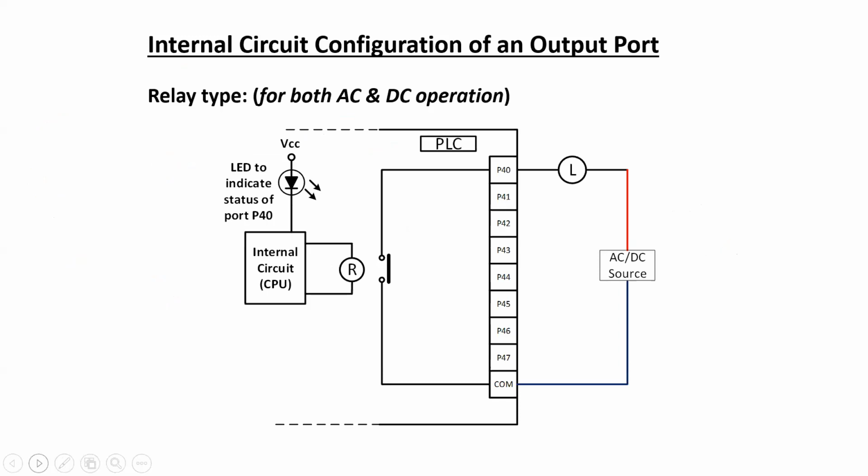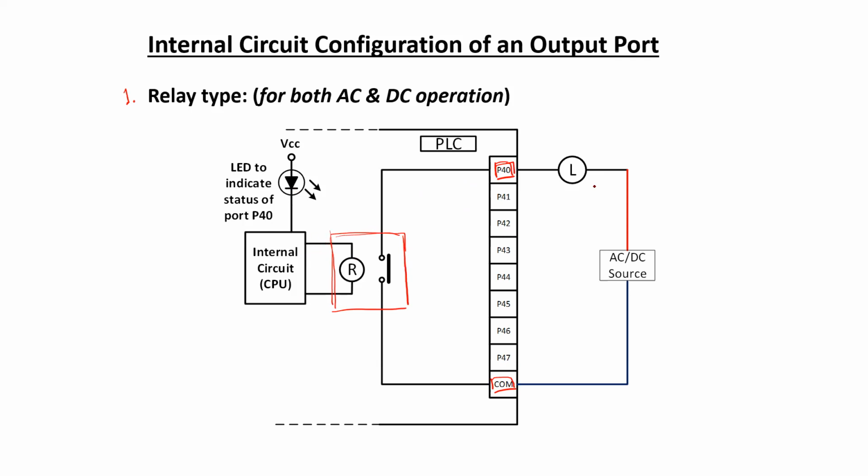Now, if we consider the internal configuration of the output ports, there could be three possible configurations. The first one shown over here is the relay type. In this relay type configuration, between a particular output port, let's say for this case P40, and the common terminal, the internal connection is done in the form of a relay, an electromagnetic relay.